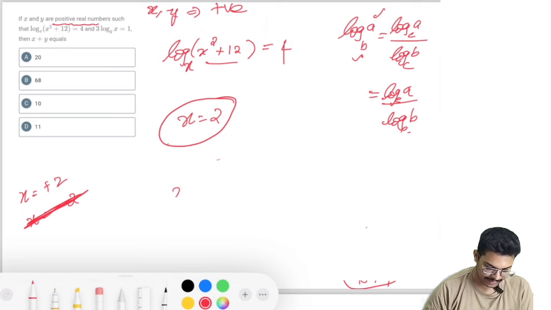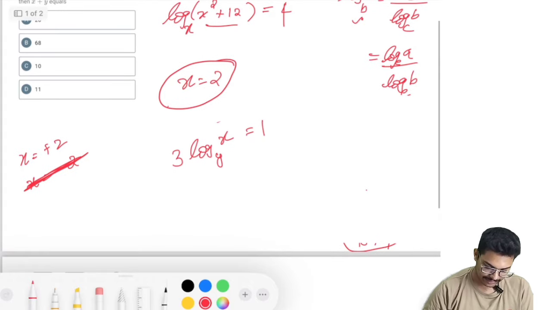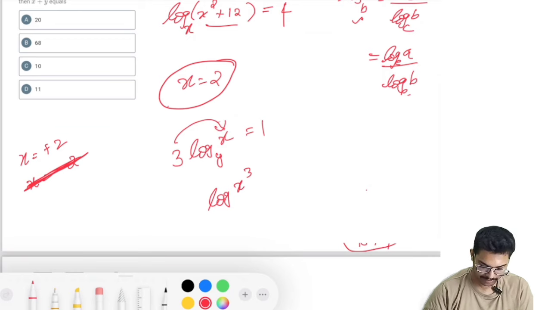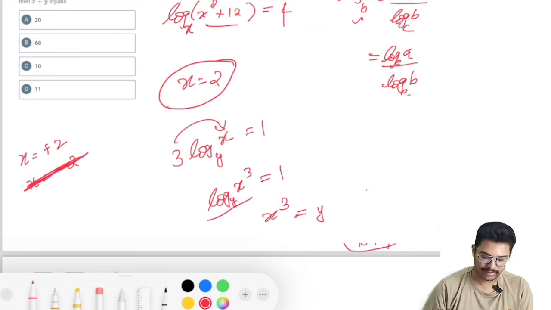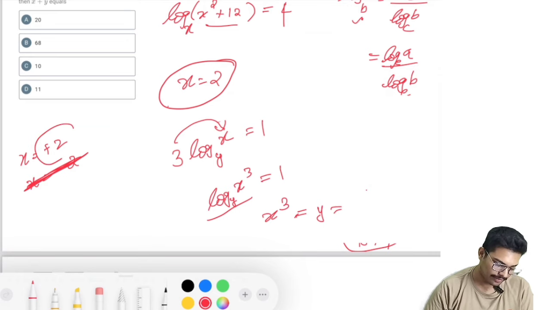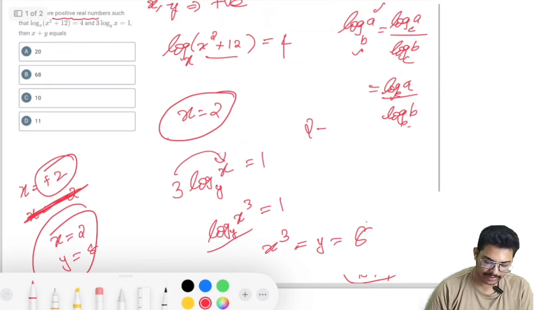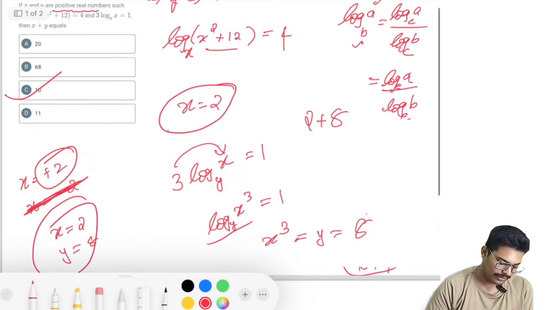Now we can take the second equation, 3 log x to the base y equal to 1, which means you can write it as log x cube to the base y equal to 1. We can take the multiplied value into the power. You can directly write it as x cube equal to y raised to 1, so y equal to x cube. What is the value of x cube? 2 cube equal to 8, which means x equal to 2 and y equal to 8 respectively. Then x plus y equal to 2 plus 8, which is equal to 10.